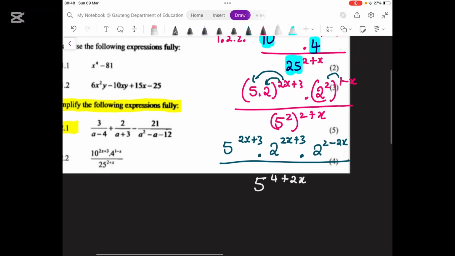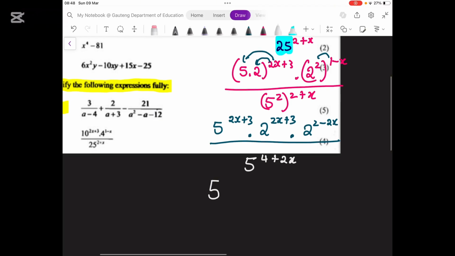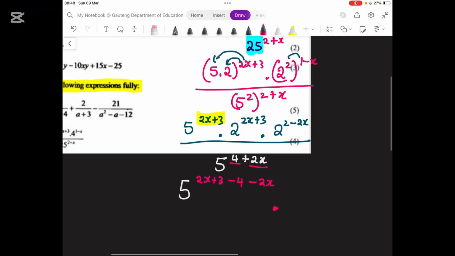Now, you will notice that we have 2 different sets of bases. Everything that is coming from underneath, the signs will change. So the first base is 5, so we are going to keep 5. And then this one, we write it as it is above. So it will be 2x plus 3. And then this one is coming from underneath, so it is minus 4. Coming from underneath, so it is minus 2x. Multiply by 2, everything is above, so we take the exponents as they are.